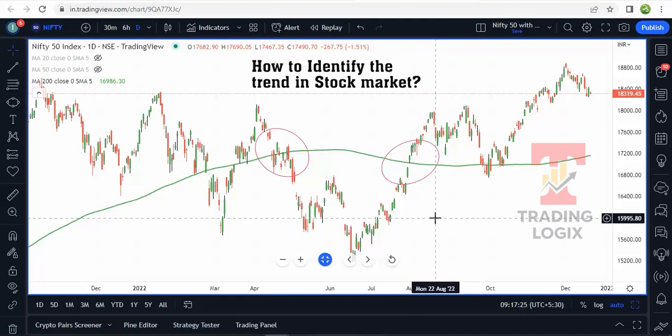By doing this, it doesn't mean that you will be absolutely in profit. At least you will be traveling with the trend of the market, which in turn increases your probability of getting more profits, or at least your loss will be minimized.